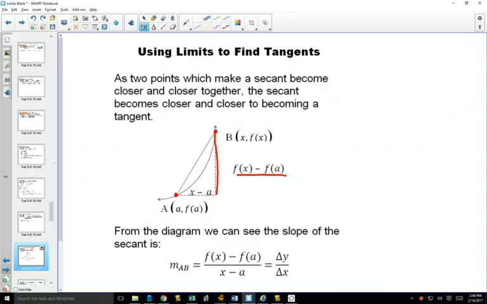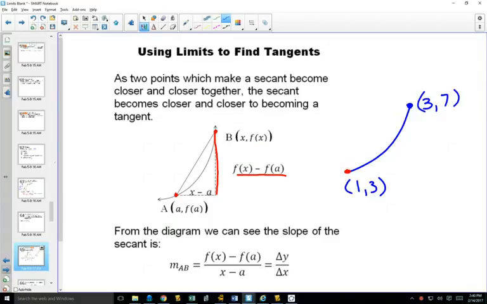If we had an actual part of a parabola over here, and you had, well, let's say you had one point here that was 1 comma 3, and another point here which was 3 comma 7.